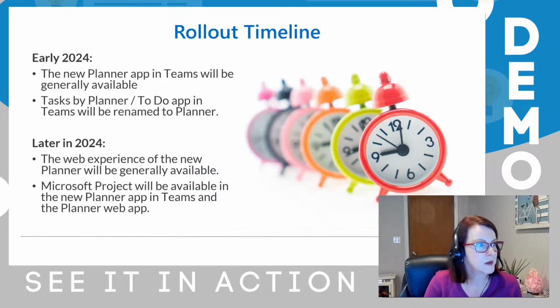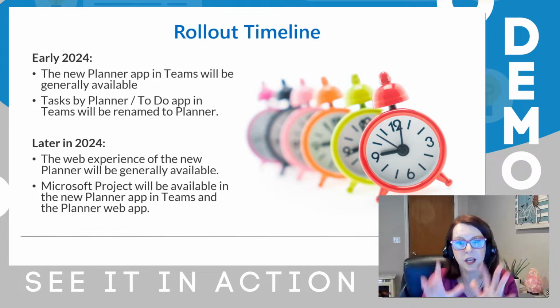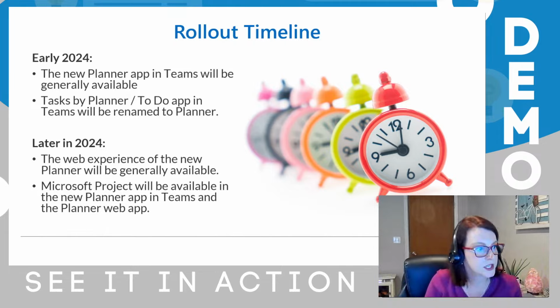Lastly, the rollout timeline. So early 2024, so probably soon, the new Planner app will be available in Teams. So that will be generally available. So that is what I just mentioned. The Tasks by Planner and the To-Do app will be renamed Planner. And for now, it will only be available in Teams.